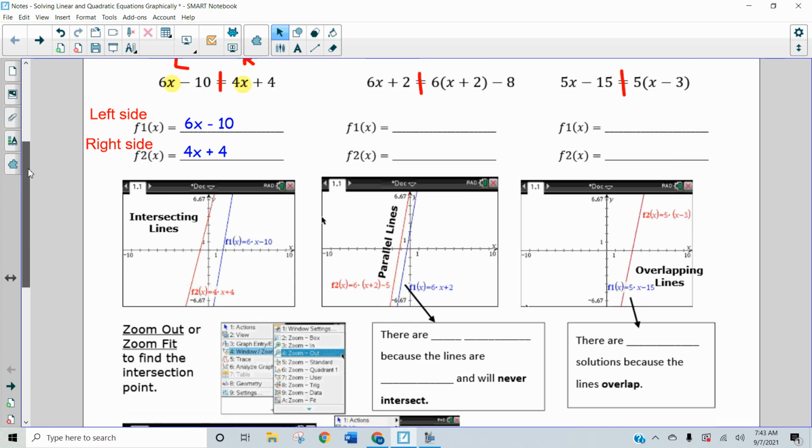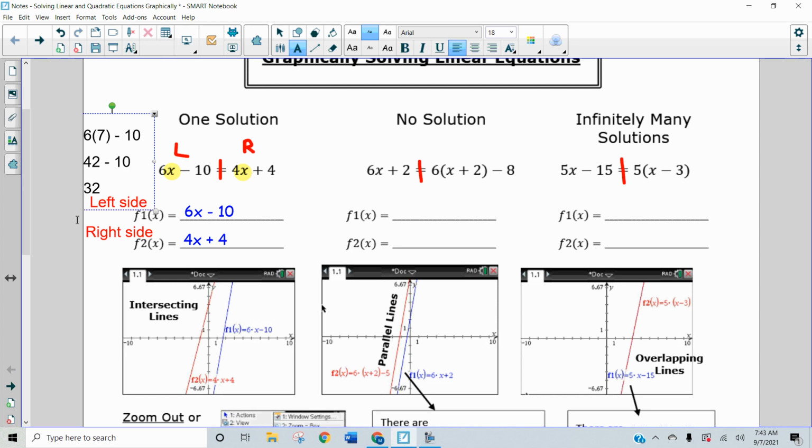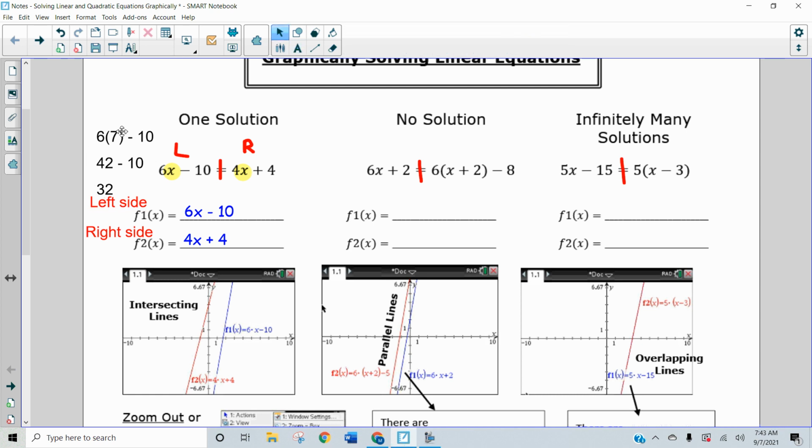Okay, so now as we come back up here, we can do the same thing for no solution and infinitely many solutions. But let's talk about what we've just done. So what we've done is we found out that x is 7. So on this side, we have 6 times 7 minus 10. But 6 times 7 is 42. And if we subtract 10 from that, we get 32. Okay, so that's taking our solution of 7 and plugging it into the left side.